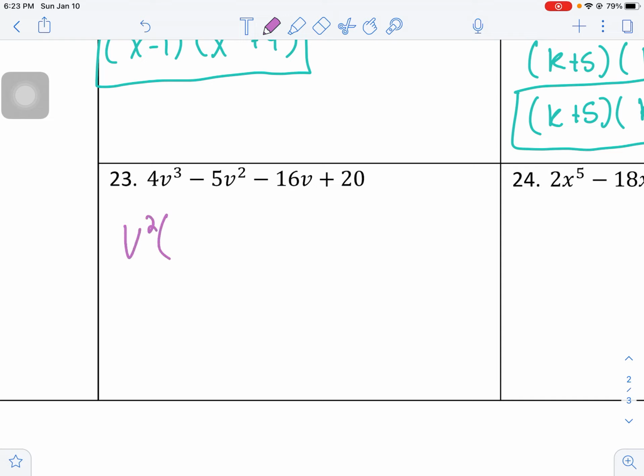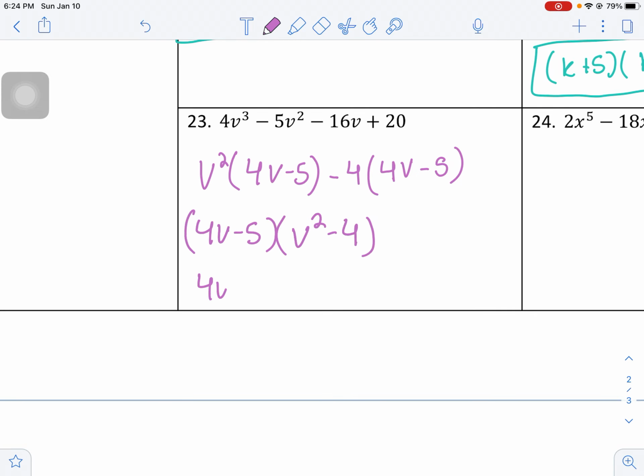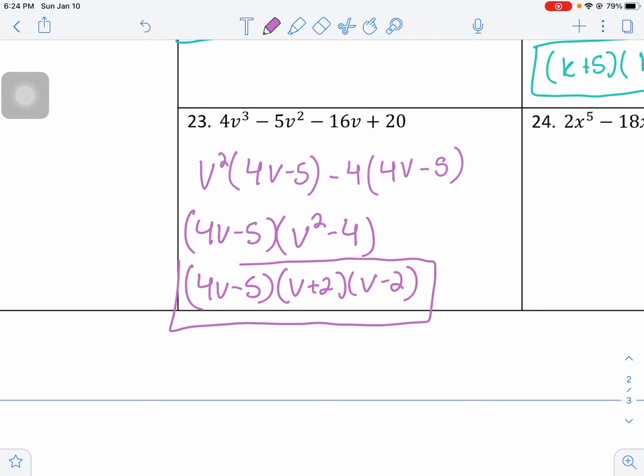Here we're pulling out a v squared, and that's all that can be pulled out. So that's 4v minus 5. In this one we need positive, so we're going to have to pull out a negative 4, and that should be it. So that gives us positive 4v minus 5. Yep, there we go. So 4v minus 5 to the front, v squared minus 4 to the back. So 4v minus 5, v plus 2, v minus 2. Bam.